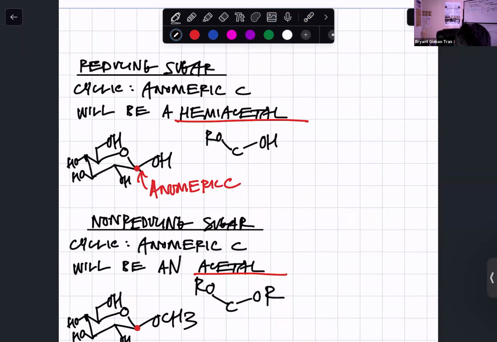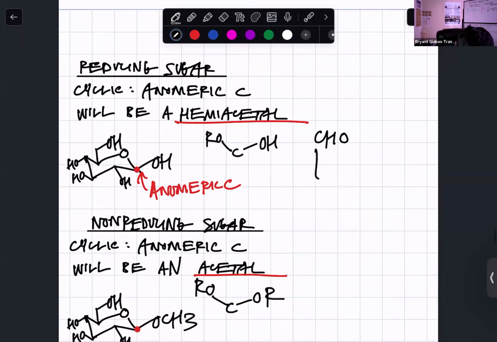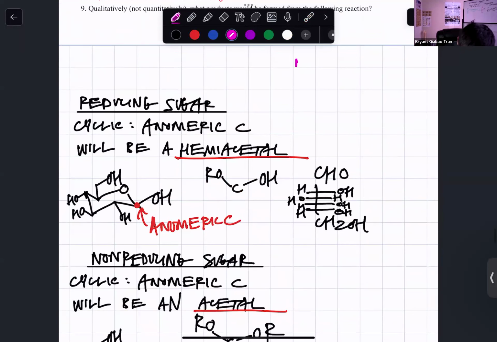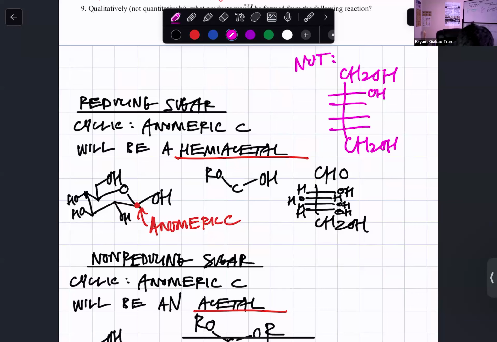Normal linear Fischer projection sugars like D-glucose, D-mannose, D-galactose, or even D-fructose, if they can cyclize, they are reducing sugars. Anything that can cyclize is a reducing sugar. So the regular linear Fischer projections of sugars here are reducing sugars. Something that is not a reducing sugar in Fischer projection would be where there's no carbonyl. There's no anomeric carbon, so we cannot close the ring. That is not a reducing sugar, right?